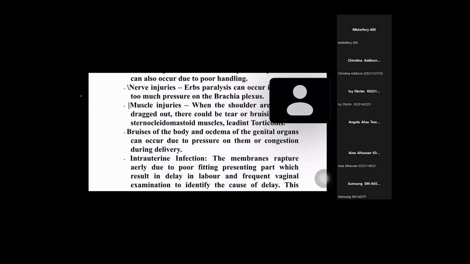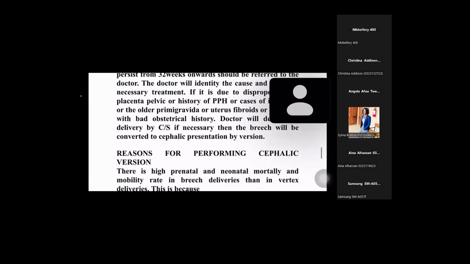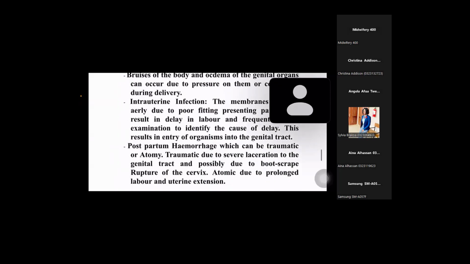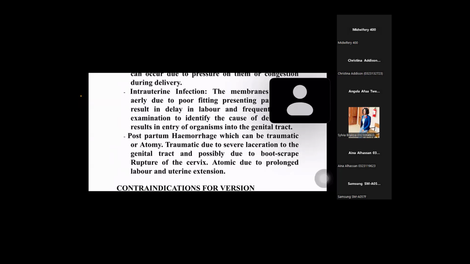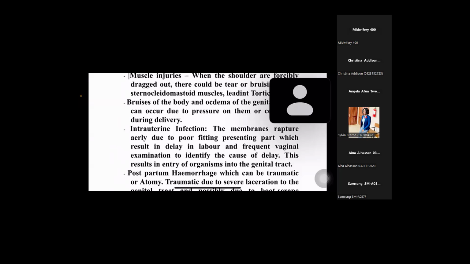Tomorrow, do you have lectures? But I'm sure you are done with the breech and we are at the complications. No, we are not done. We are still on the reasons for performing cephalic version. Oh, good, then you are still at the beginning. Okay. So I think breech, because of the complications associated with it, there's the need for us to take our time and go through breech, not only for examination's sake. I hope we are together.